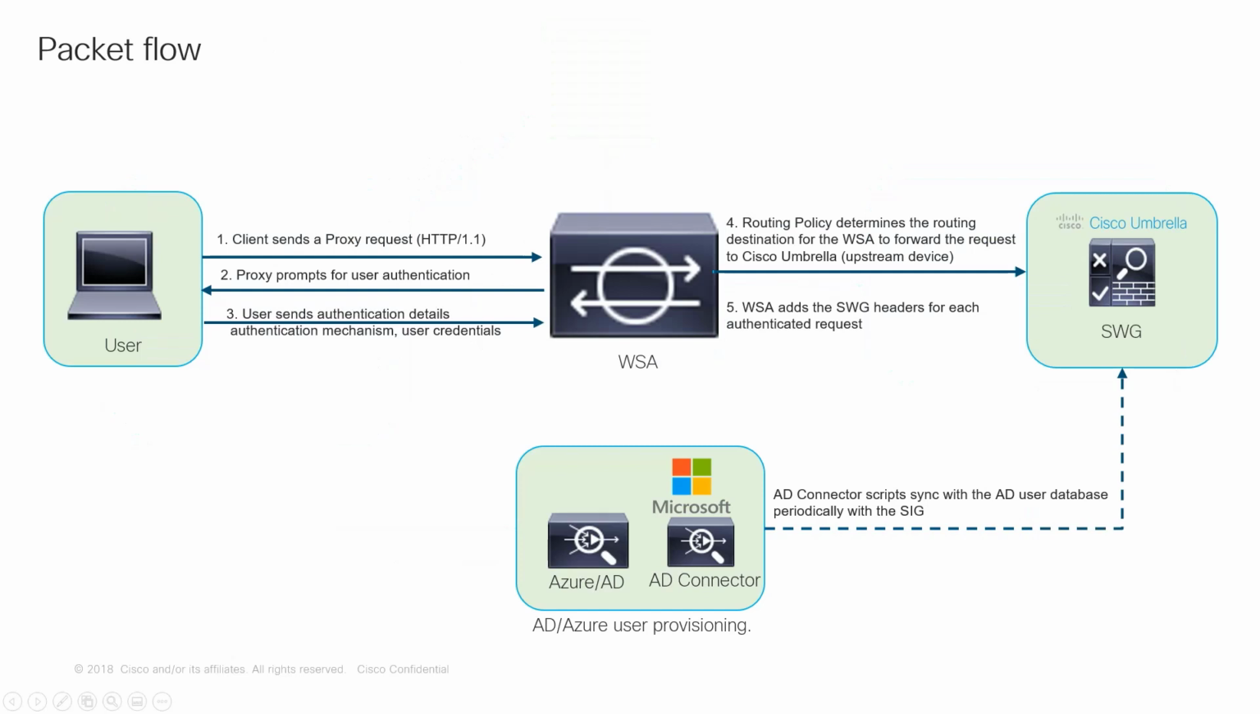So when a user sends a request, the WSA prompts the user for authentication. Let's say we are using NTLM. The user will send the credentials to the WSA. WSA will then check with the AD and authenticate the user. It then checks the routing policy, and if the traffic is meant for SWG, the WSA will add these new authentication headers for each request that needs to be sent to SWG.